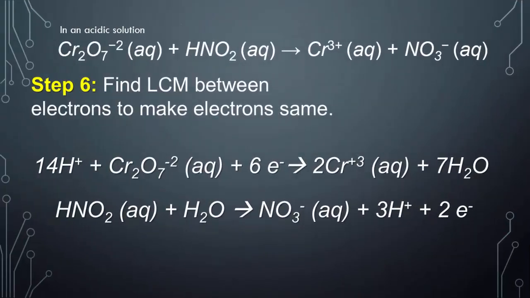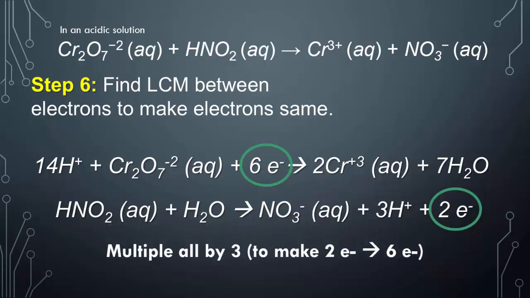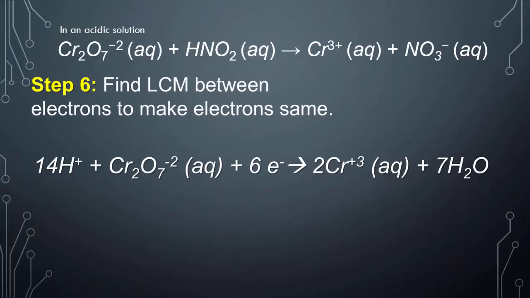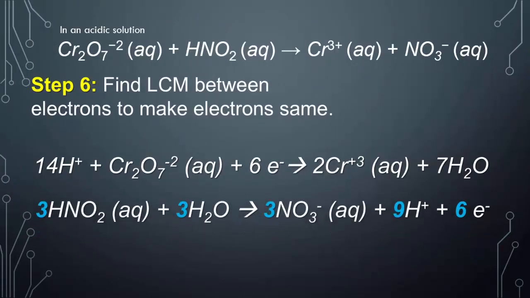The sixth step is now to figure out the least common multiple between the electrons to make the electrons the same. So you notice in the first reaction we have 6 electrons, in the second reaction we have 2. We have to find the LCM. The LCM for these is going to be 6, so we have to multiply the bottom row all by 3. That way we can make the 2 electrons become 6. Everything else in that bottom row is also being multiplied by 3. So again, this is the reaction that we haven't touched, and your new reaction for the bottom should say that you have this.